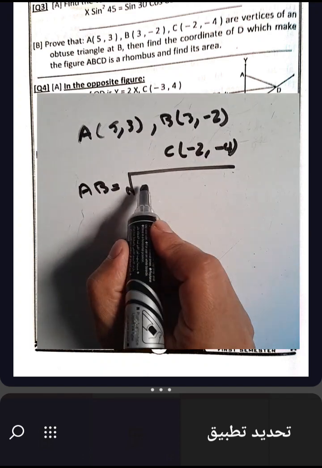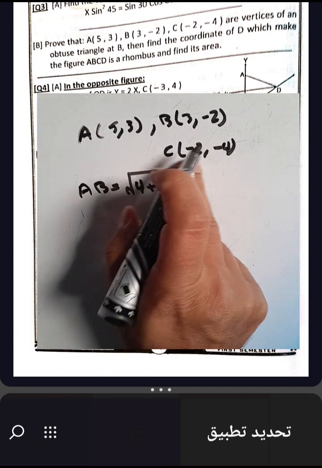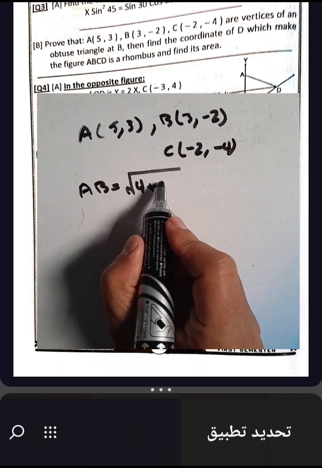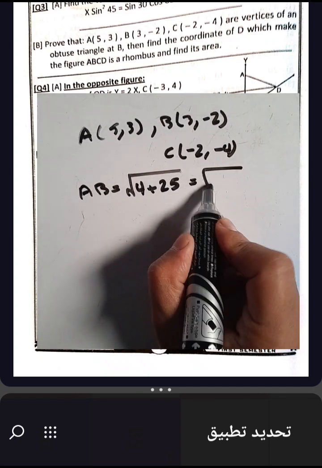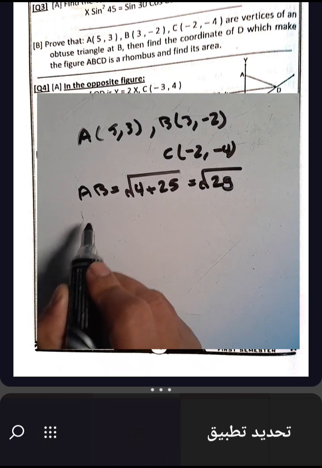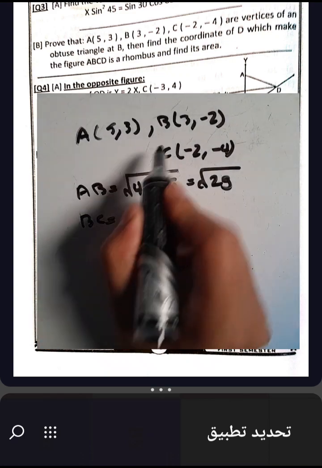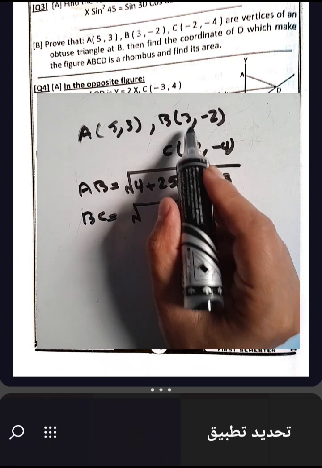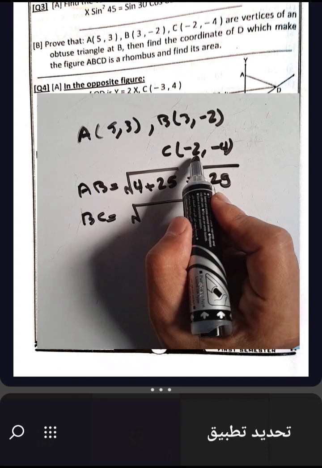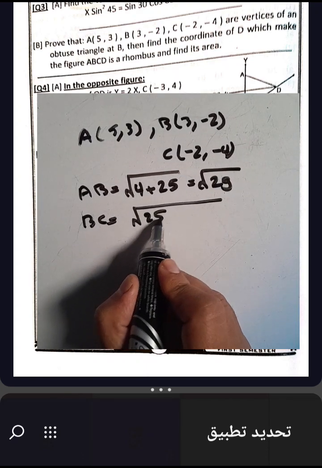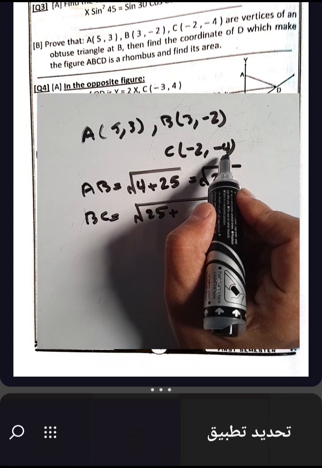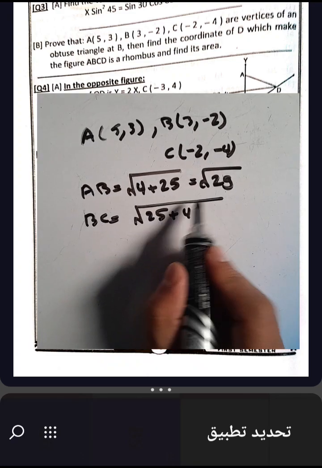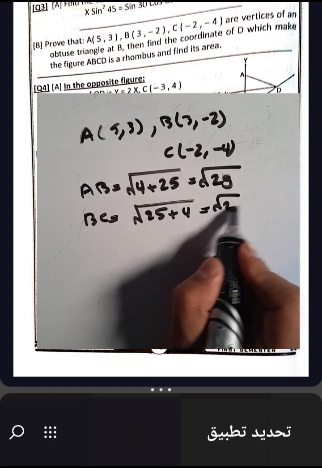5 minus 3 equals 2, squared equals 4. 3 minus -2 is 5, 5 squared is 25. The result will be square root of 29. And then we can write the length of BC: square root of B and C. 3 minus -2 is 5, 5 squared is 25. -2 minus -4 is -2 plus 4, which is 2, squared equals 4. The result will be square root of 29.